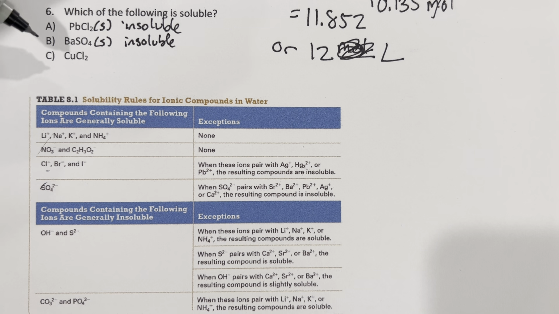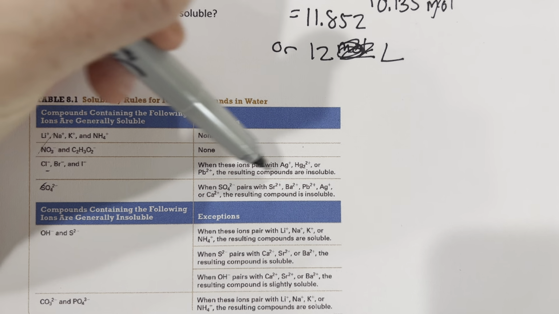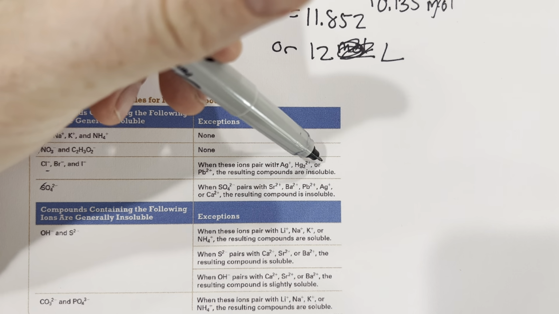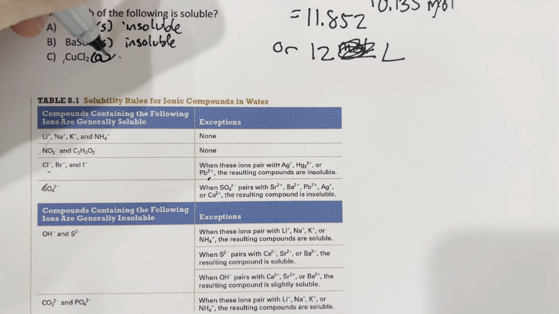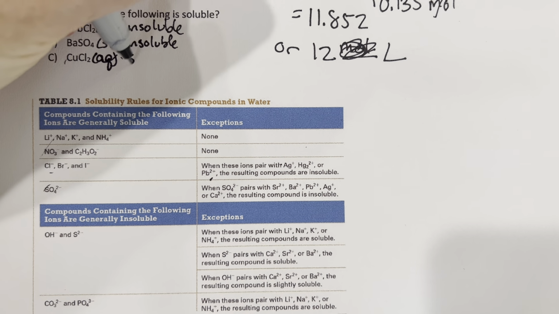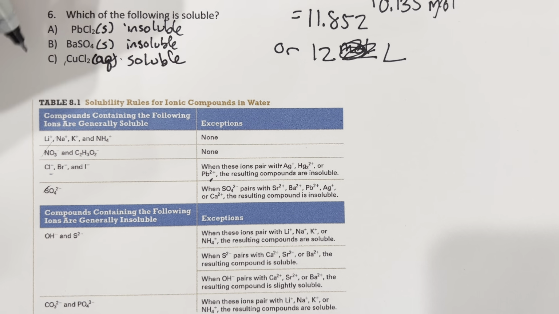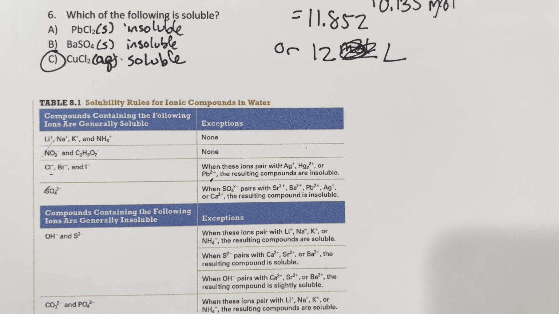Then we get to the copper 2 chloride. Hey, we recognize chloride. We know chloride's normally soluble, but here it's paired with copper 2. So you go over here, is copper 2 one of these things? It is not, and that's good. That means in water, this would be aqueous, and it would be soluble. And that's why C is our answer.